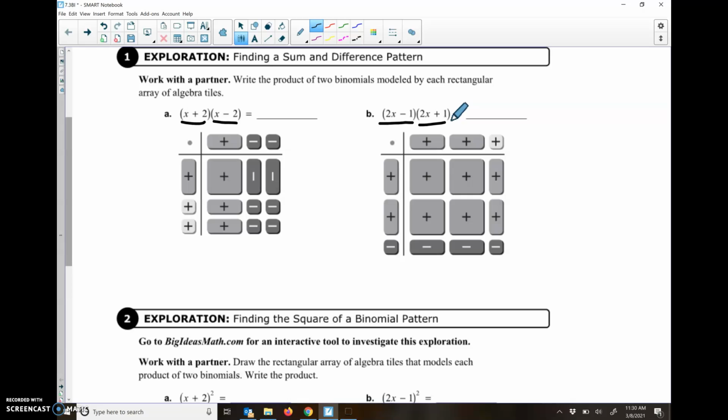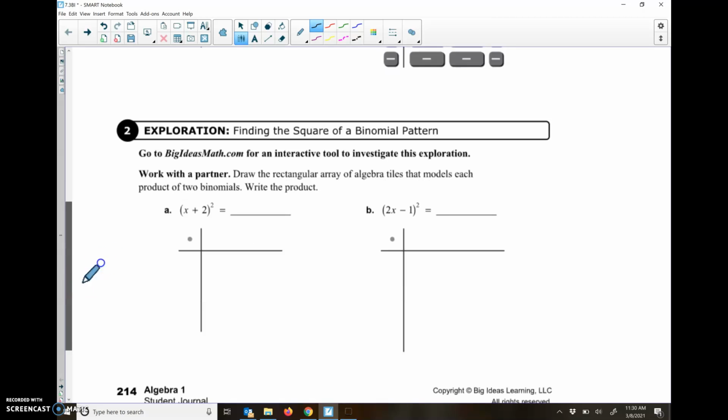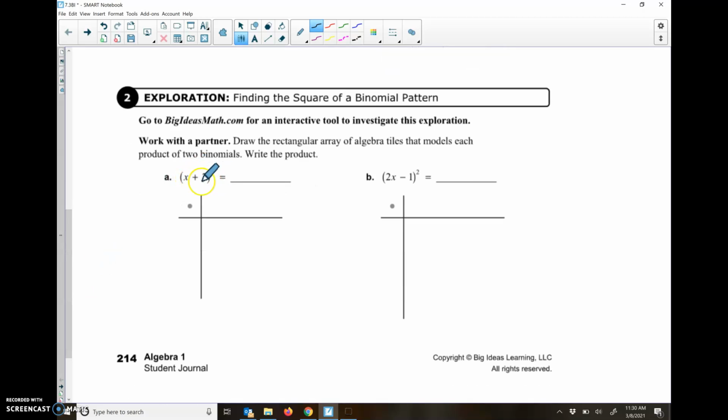So the process doesn't change at all. You can either still use the algebra tiles, you can do the FOIL method, or you can do my favorite and use the Punnett squares. Otherwise, it doesn't really matter. Some of the problems might even be exactly the same, and they might even have this x plus 2 squared. That really means x plus 2 and x plus 2. So you just put an x plus 2 up here and then an x plus 2 over here. Otherwise, the process stays the same.